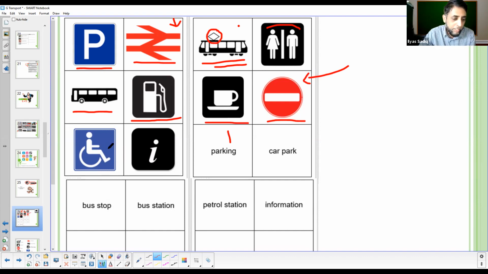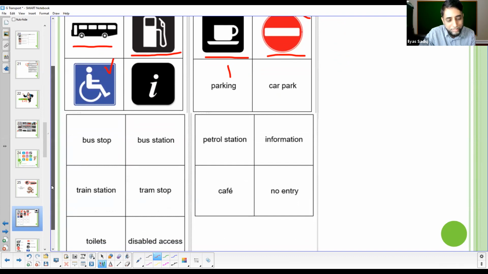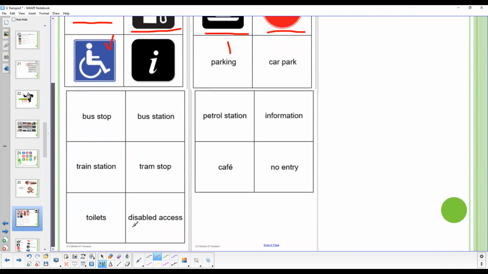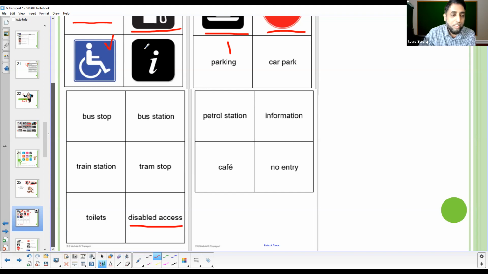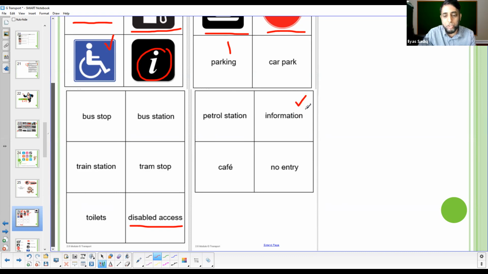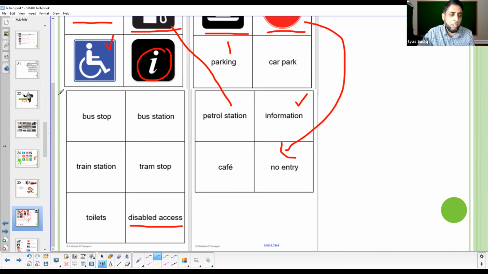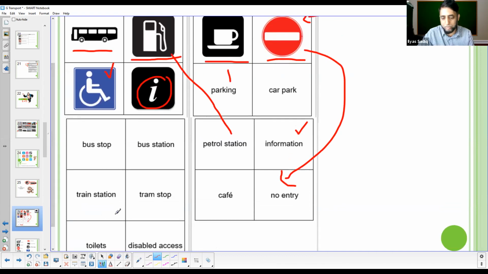All right, what is this sign called? This is for disabled help. Yes, disabled access. It's called disabled access. Okay, what does this I stand for? Information. So you can go and find the information. So this is also called no entry. Yes, in English we call it no entry. So petrol station and post station.